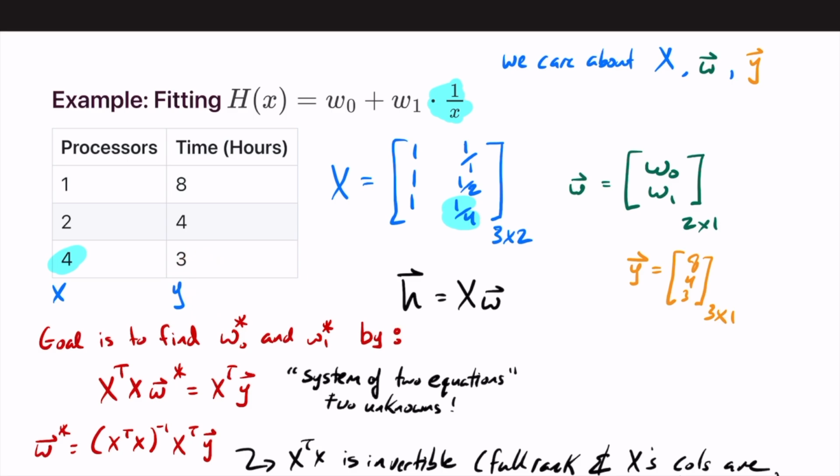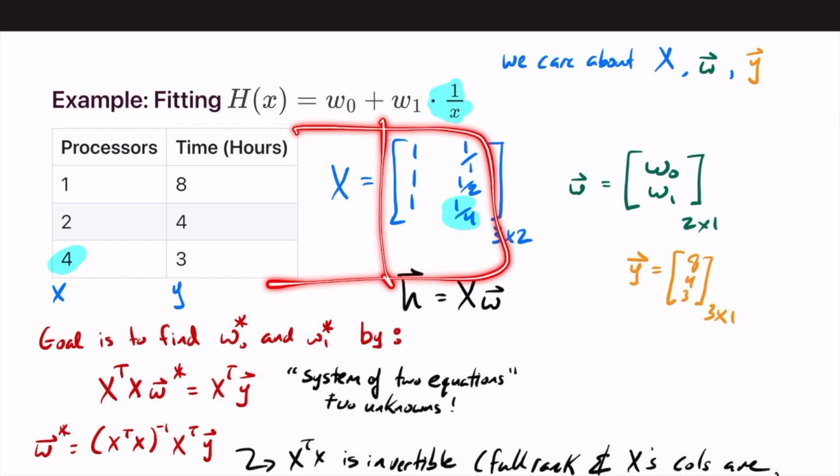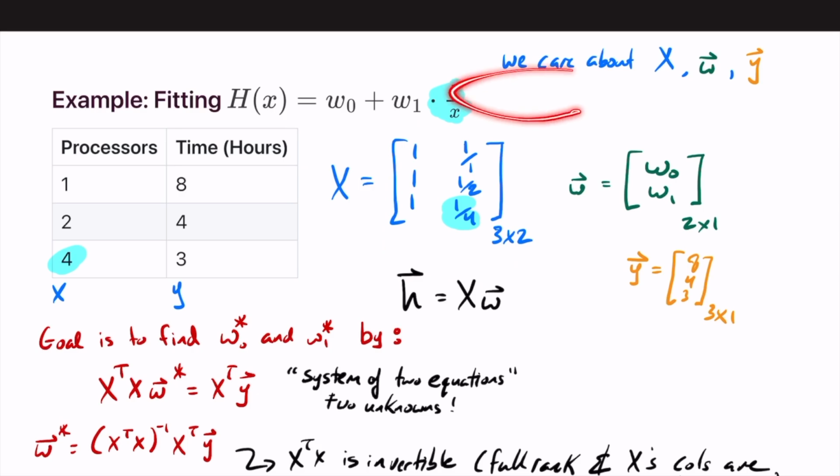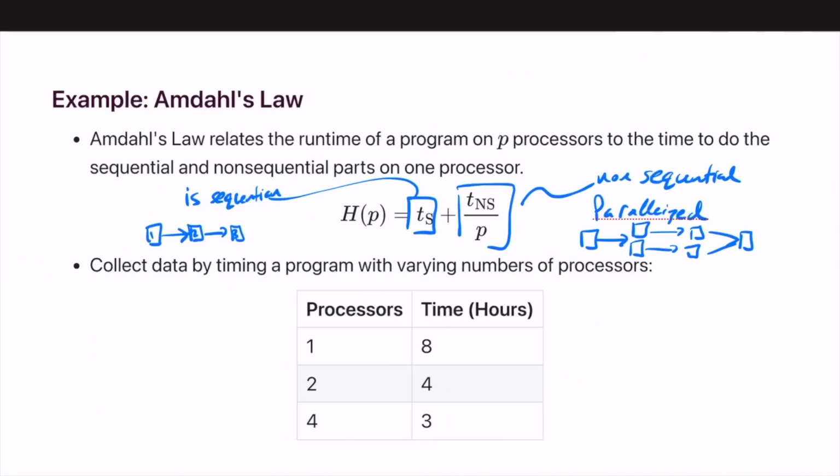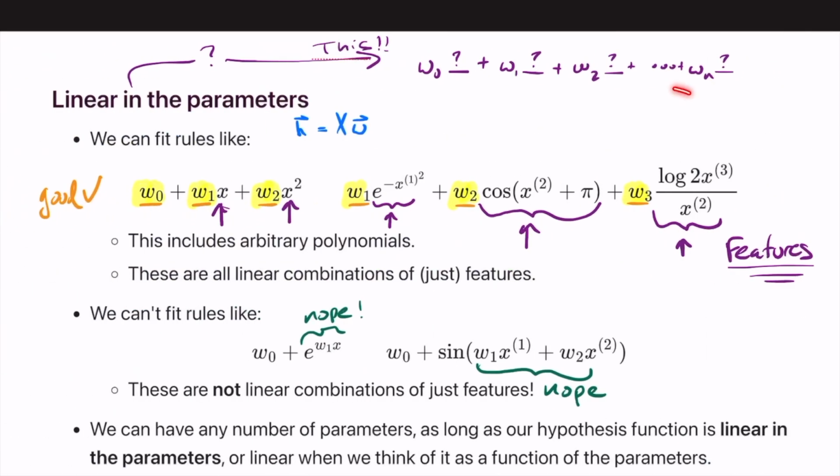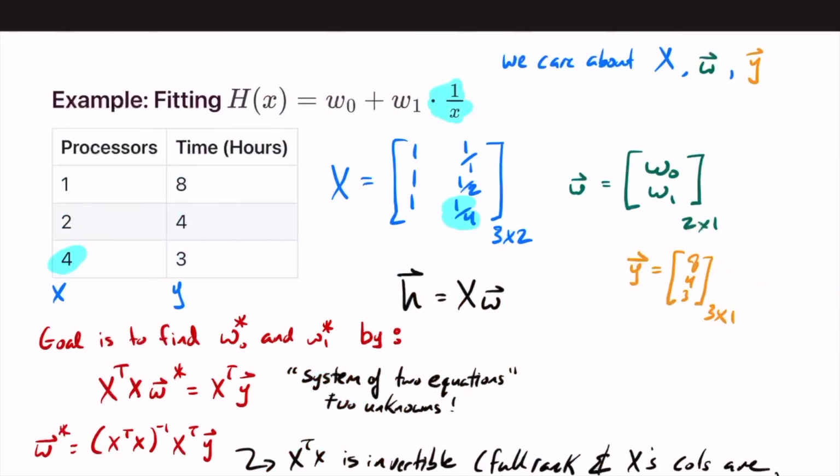And we can add on any other features that we want, like feature 2 and feature 3, as long as it doesn't get in the way of being linear in the parameters. So we have to maintain this approach. So that's the thought process that we're taking.